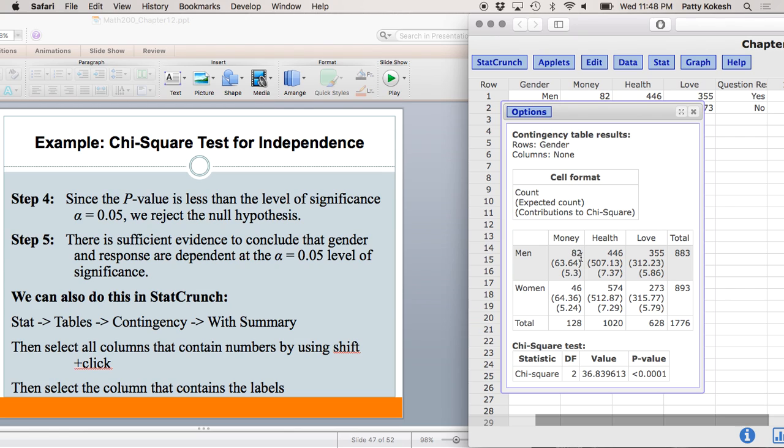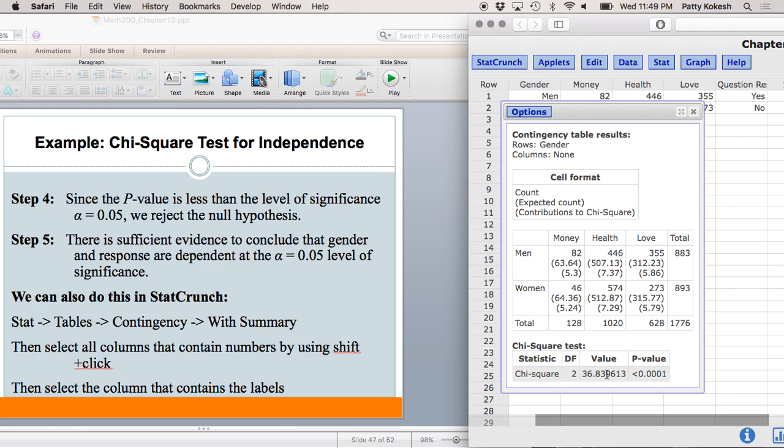So we observed 82 men who answered money in response to the question. This is kind of like a little legend here. The first number that you see in any of the cells is the count. The next number, which is in parentheses, is the expected count. So we expected 63.64. And this last value that I had it display was the contribution to the chi-squared. So this tells you my chi-squared statistic is 36.8.